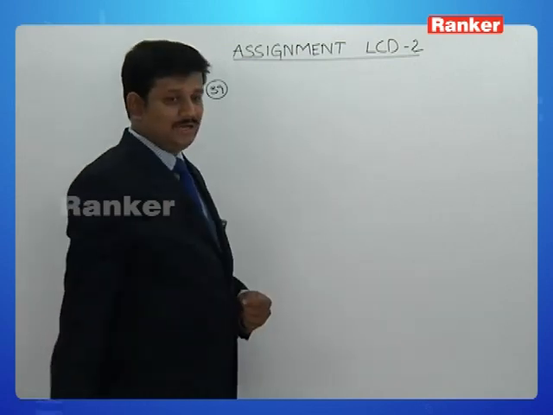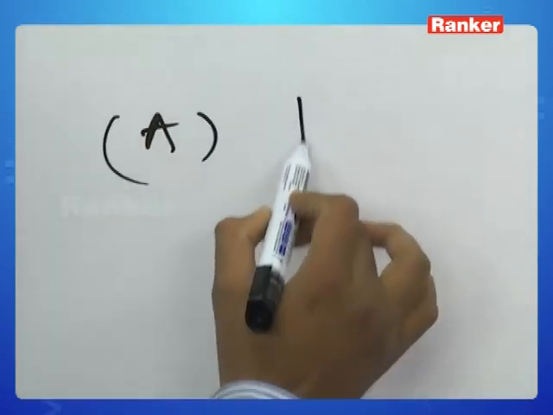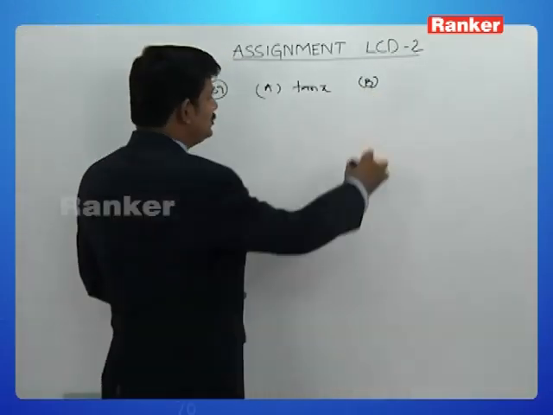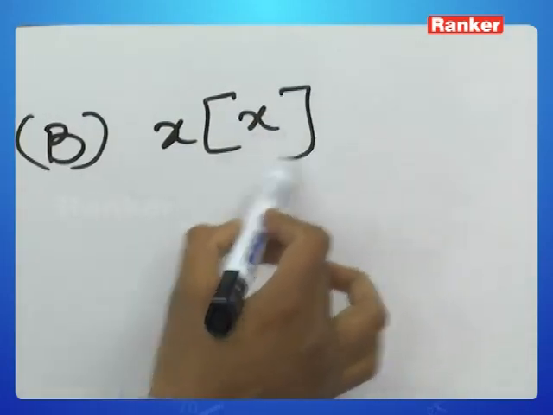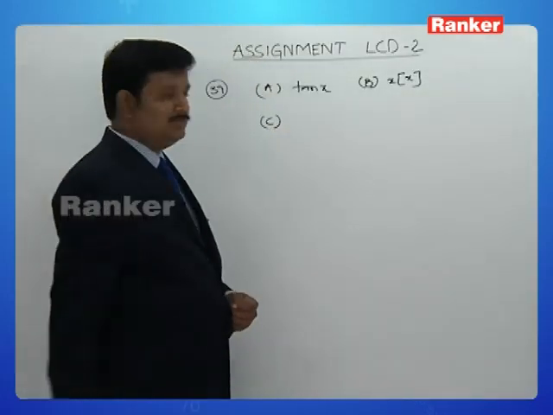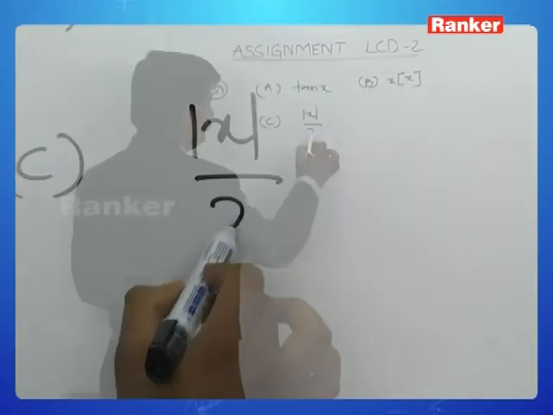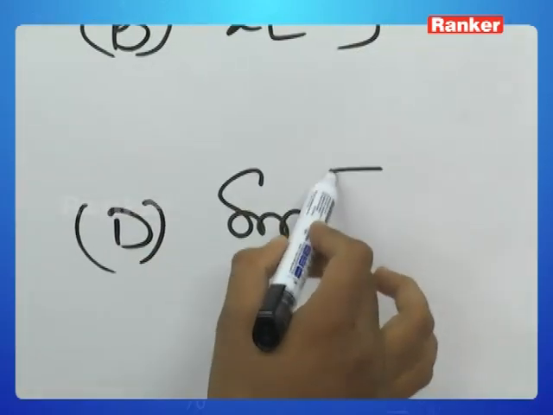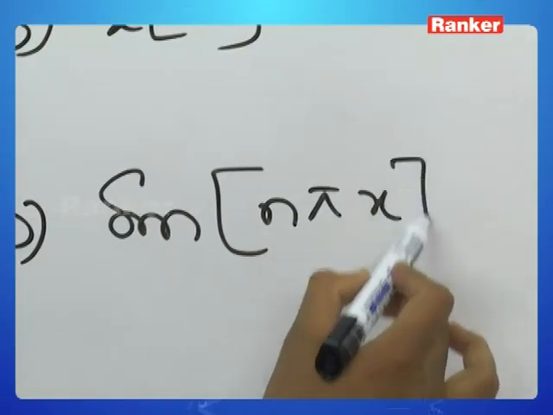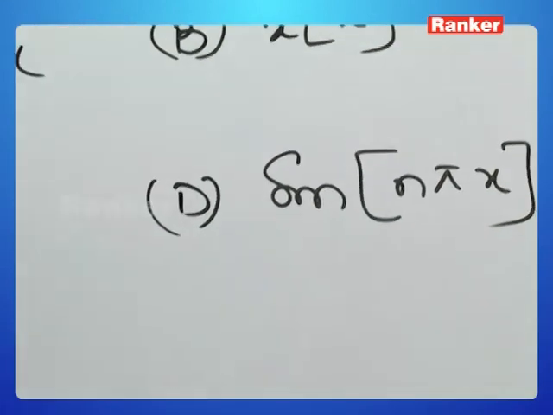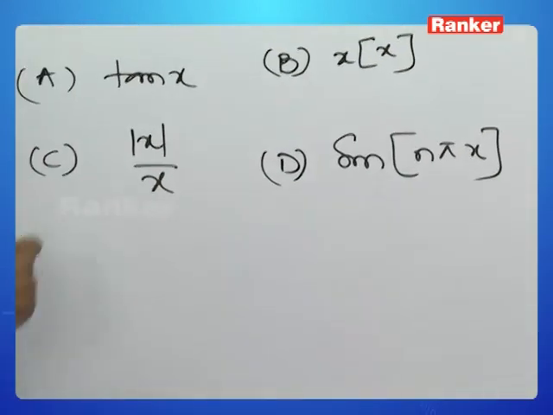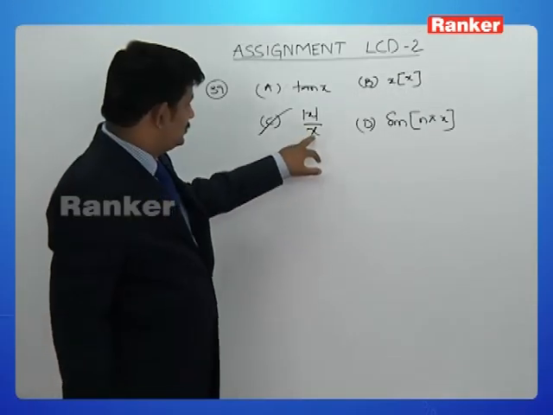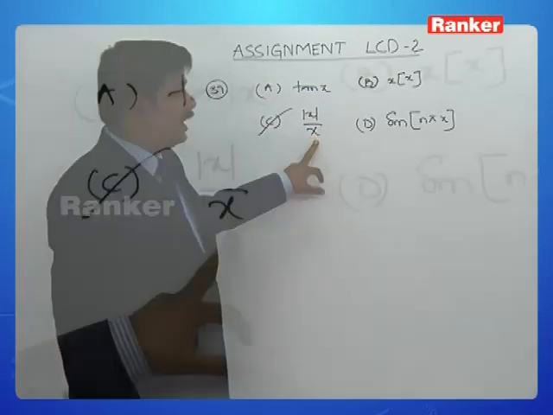So, we have to investigate these functions. A, tan x. B, x into integral part of x. C, mod x by x. D, sine of integral part of n pi x. For the sake of the question, we can directly say its answer C, because mod x by x is discontinuous at x equal to 0 and continuous elsewhere.